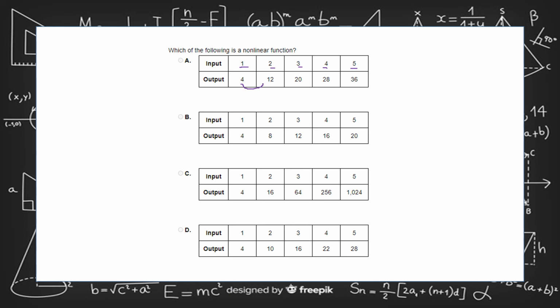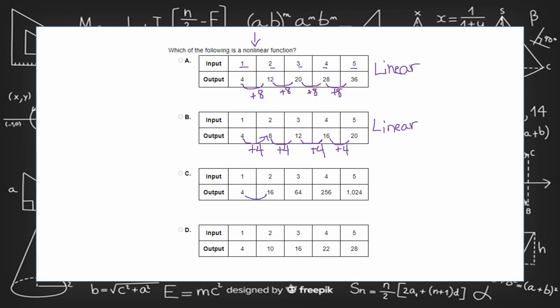So from 4 to 12, I have to add 8. From 12 to 20, I have to add 8. From 20 to 28, I have to add 8. From 28 to 36, I have to add 8. So that one's looking pretty promising. Okay, for a linear function, because this is the same every single time. I'm looking for nonlinear in my problem. So here I've got plus 4, 8 to 12, plus 4, 12 to 16, I'm adding 4, and 16 to 20, I'm adding 4. So this one is another linear function.